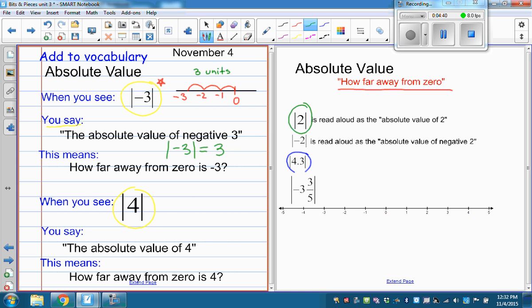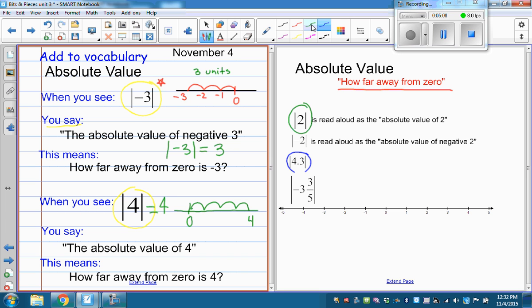Similarly, with the absolute value of 4, if I put 0 here, 4 would be over here. So 4 is 4 units away from 0. So the absolute value of 4 is just 4. So absolute value is not about opposites, it's about distance. This distance is always a positive number.